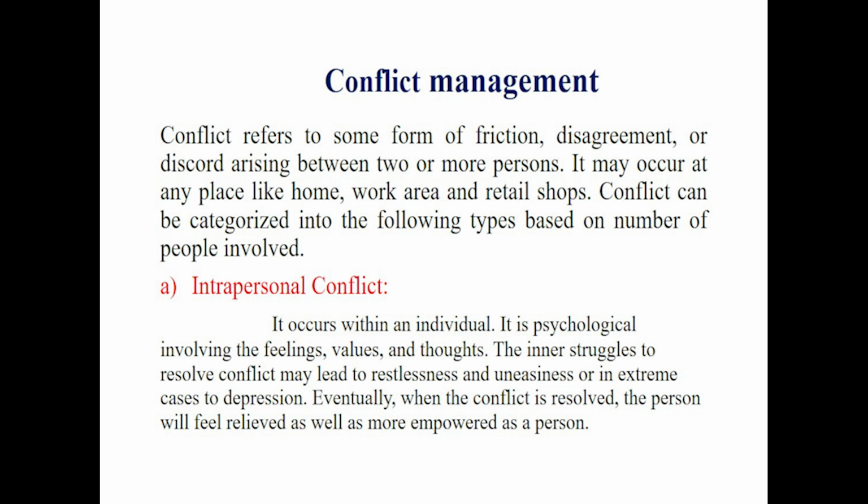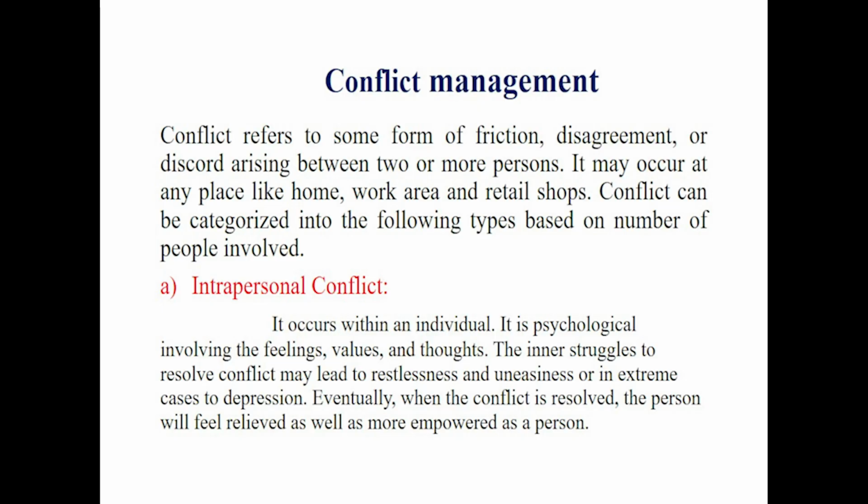So, conflict can be categorized into the following types based on number of people involved. 1. Intrapersonal conflict, which means it occurs within an individual. Intra, it is inside, inter is outside. So, interpersonal we know, but this is intrapersonal. So, within the person there is a contradiction, conflicting ideas. He thinks positive, then feels that no, this may not be correct, then after some time again he changes the idea. So, it is psychological, involving the feelings, values and thoughts.